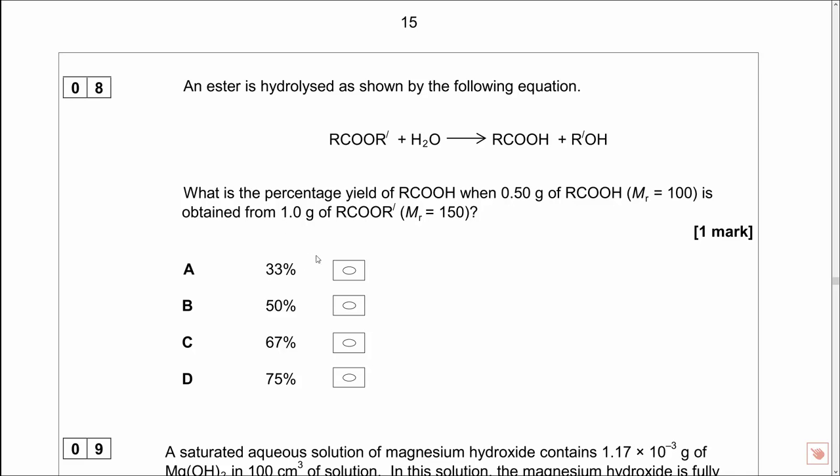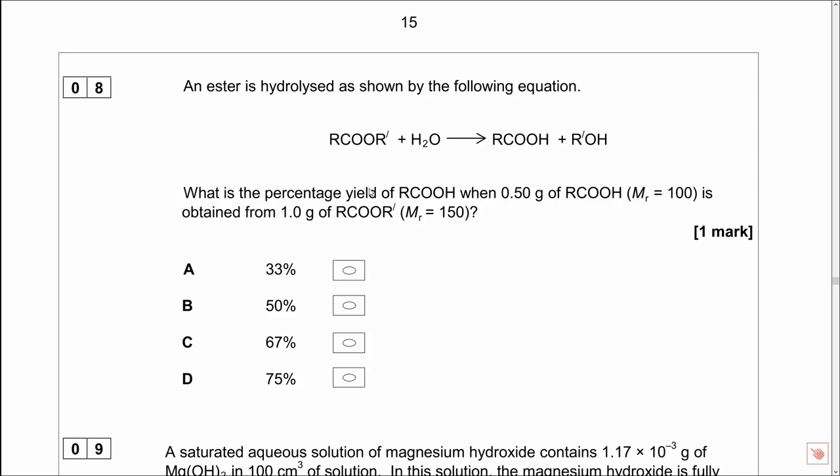An ester is hydrolyzed as shown by the following equation. There's the ester, it's hydrolyzed, a bit of water added in, and it turns back into its acid and its alcohol. What is the percentage yield of RCOOH when 0.5 grams of... Okay, right. Took me far too long there.